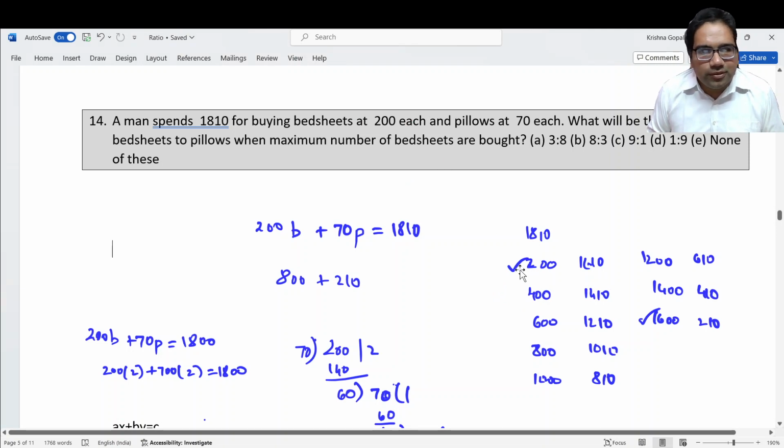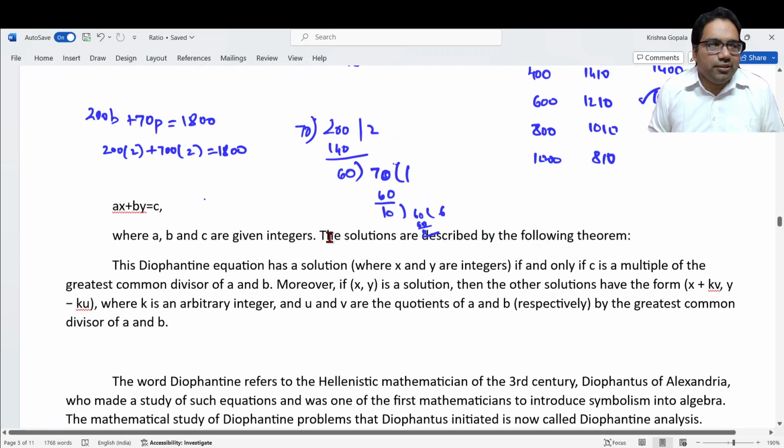In this case we have only two solutions: one bed sheet and then 23 pillows, or 8 bed sheets and 3 pillows, right? Clearly he's asking for the maximum number of bed sheets. That means this is the answer: 8 bed sheets and 3 pillows, right? 200 into 8, 1600, plus 70 into 3, 1810. This is the answer. Okay.